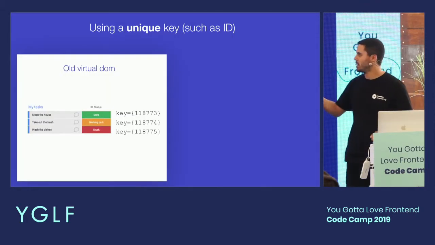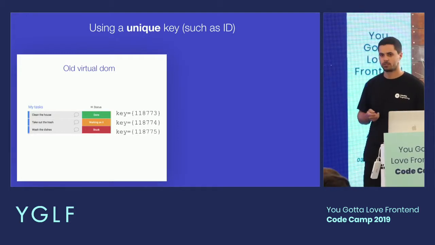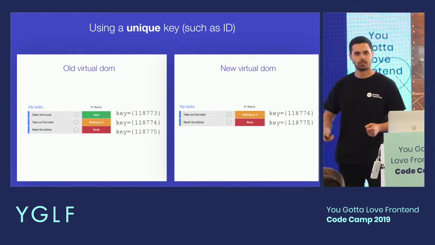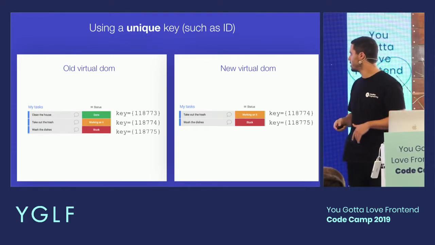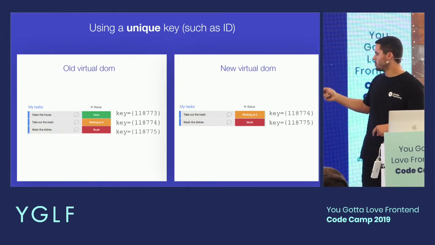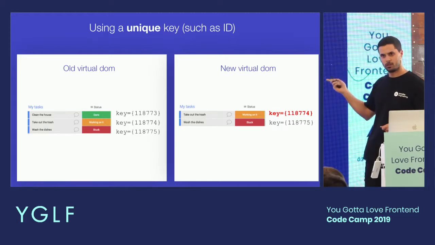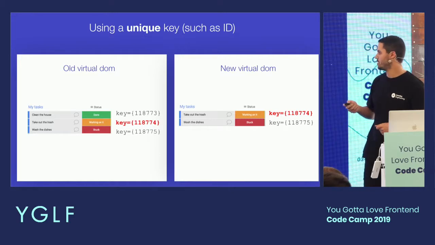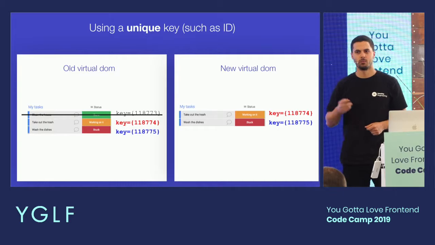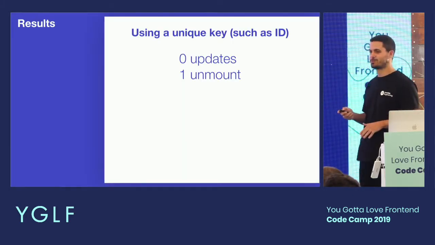In this case, we have the old virtual DOM. Each row will get the ID of this row as the key. And when React recreates the new virtual DOM after the deletion of the first element, the keys will be identical to the keys in the old DOM. So now when React looks for the first key in the old virtual DOM, it will find the right element. Same for the second one, and now it will throw away only the first element that was actually deleted. Okay, so this time we had 0 updates, which is crazy.